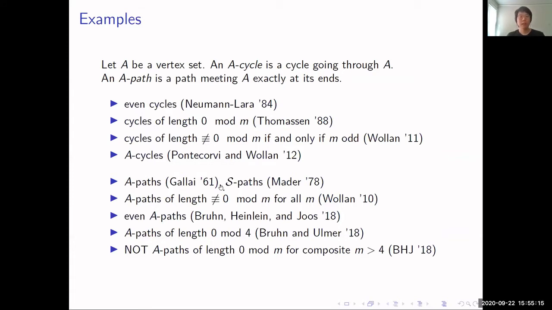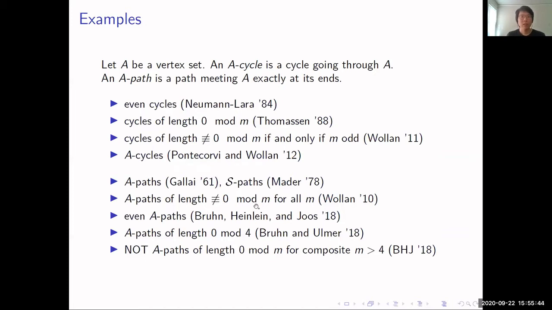And further, that can be generalized to S-paths. Here S is a partition of A, and an S-path is an A-path that goes between distinct parts of S. That was shown by Mader, and again, this generalizes the Tutte-Berge formula. And we'll see a further generalization of this a bit later.